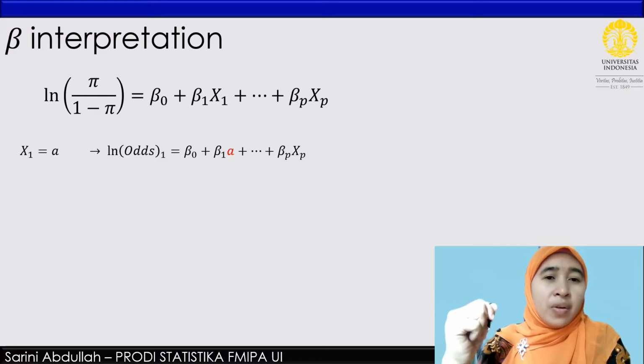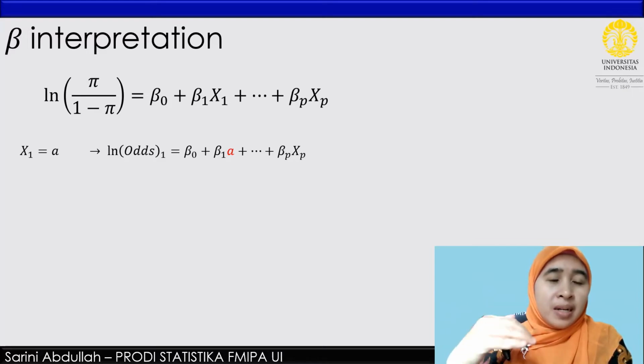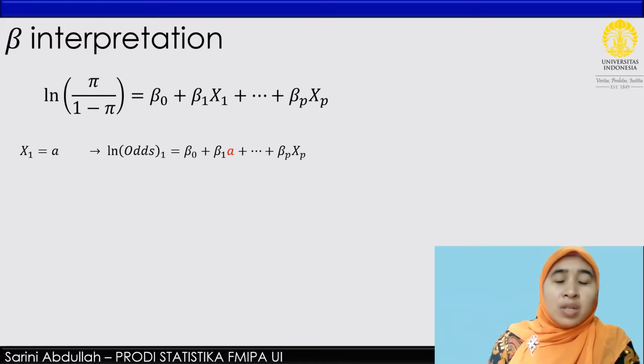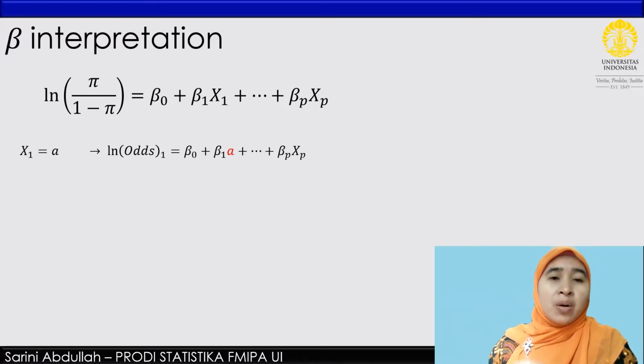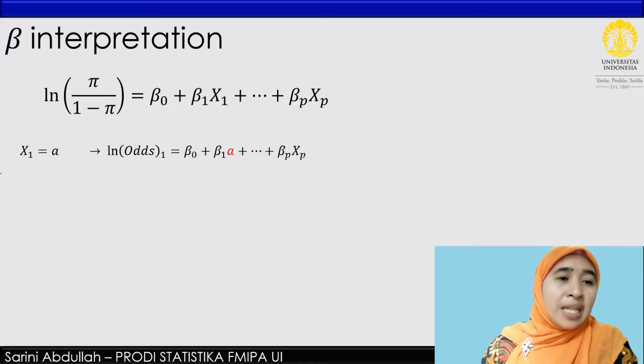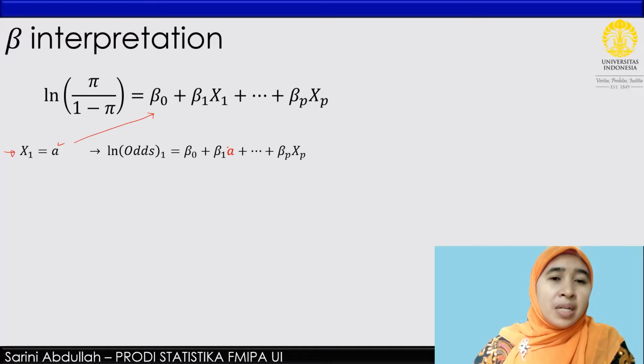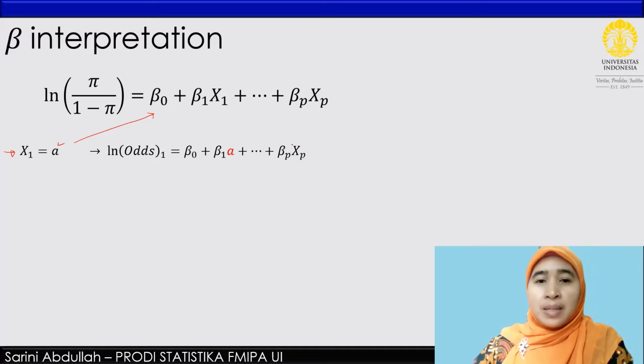Following the standard procedure in a linear model, we set the value of x1 to a certain value, and then we change it by 1 unit, keeping all other covariates constant. So let's set x1 equals a and substitute this into the model. We have the logarithm of the odds, with subscript 1 to represent that x1 equals a is the first condition. So we have beta naught plus beta 1 times a plus and so on up to beta p xp.